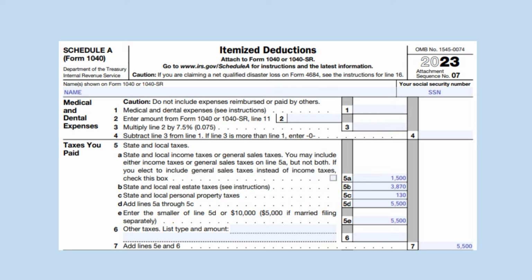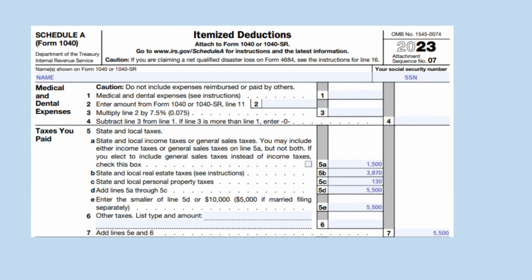The first section of Schedule A is medical and dental expenses. You have to look at your adjusted gross income from line 11 of Form 1040 and multiply that by 7.5%, as your expenses need to exceed this amount.